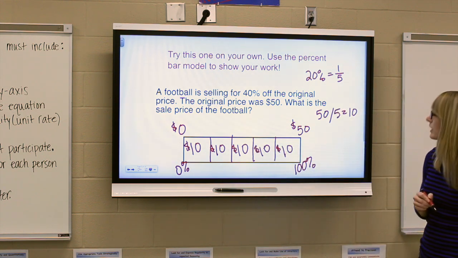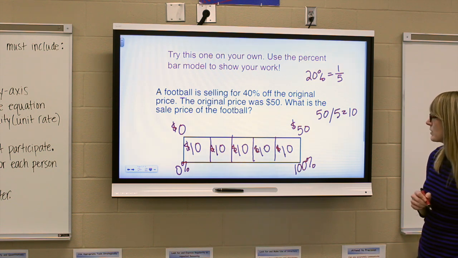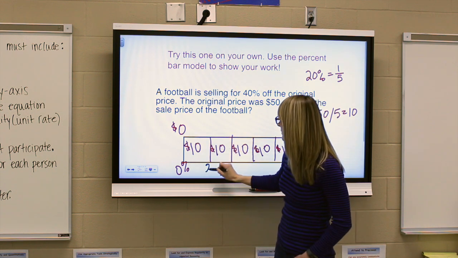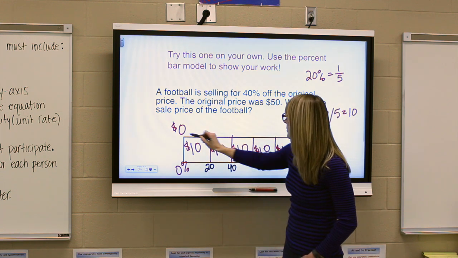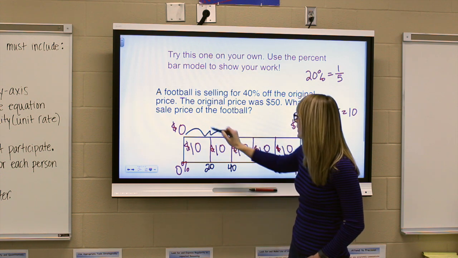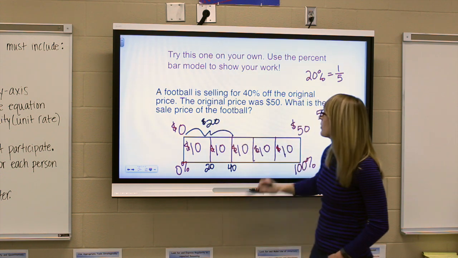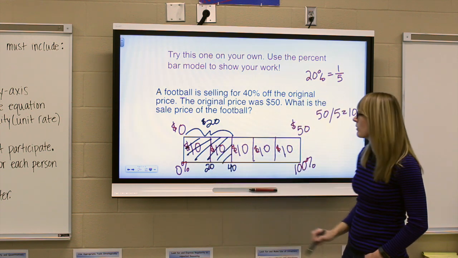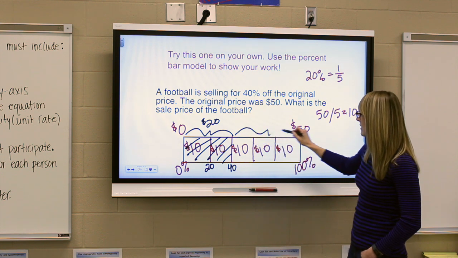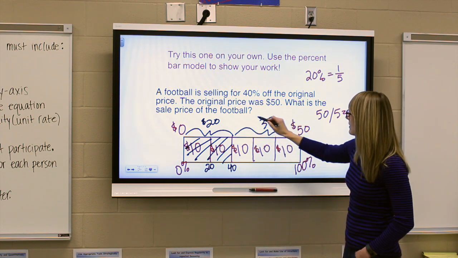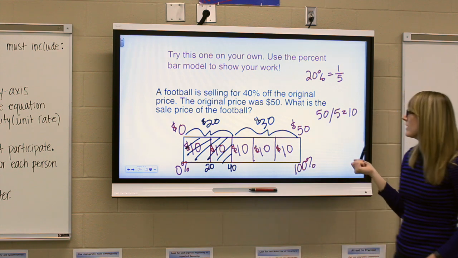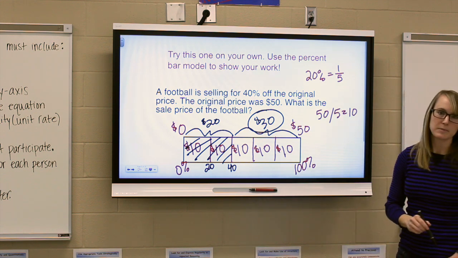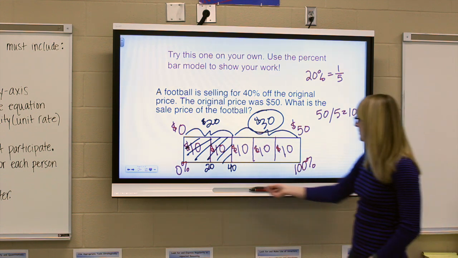Okay, and it was 40% off the original price. Well, here's 20%, and here's 40%. So what I'm looking for is this section right here. $20 is what's going off the original price. So what I'm actually paying is right here. So what is the sale price of the football? It's $30. I'll be paying $30 for that football.